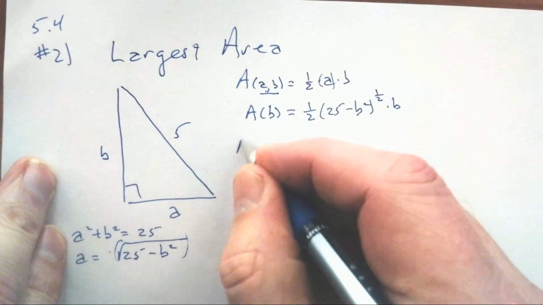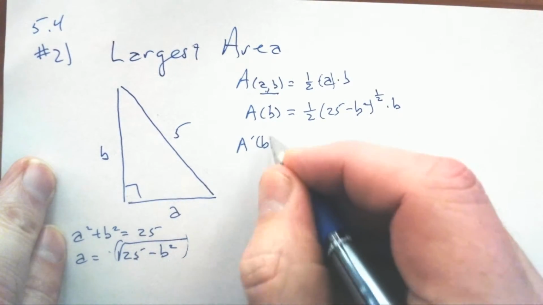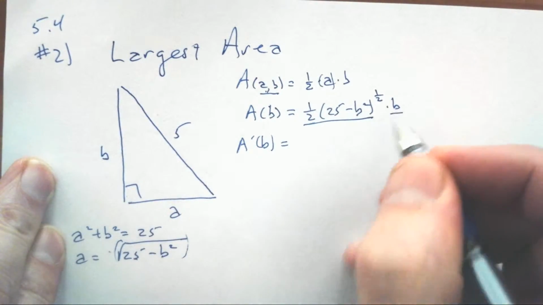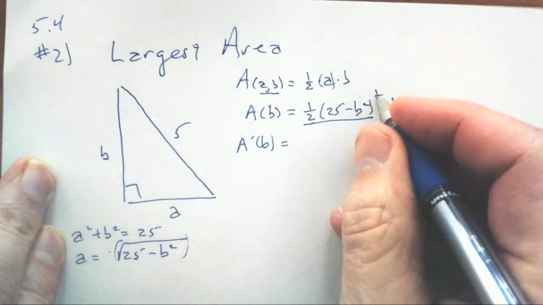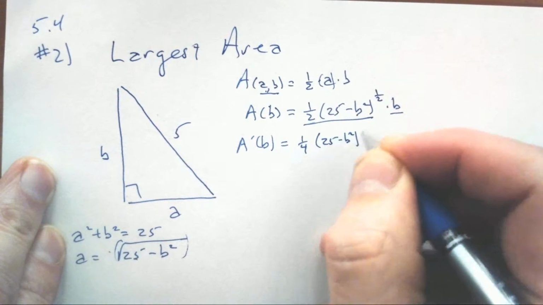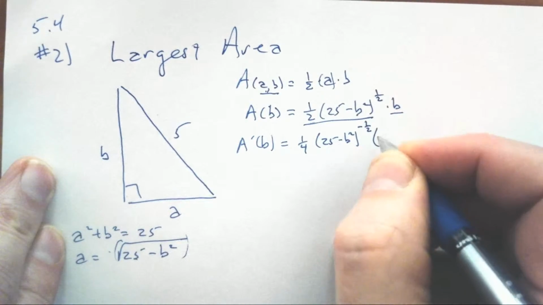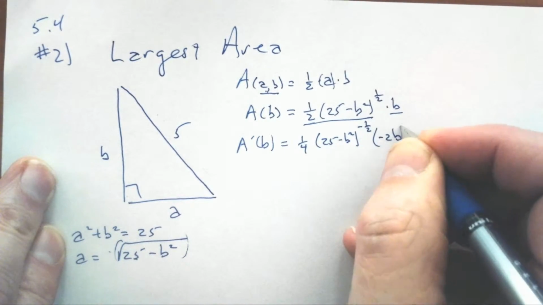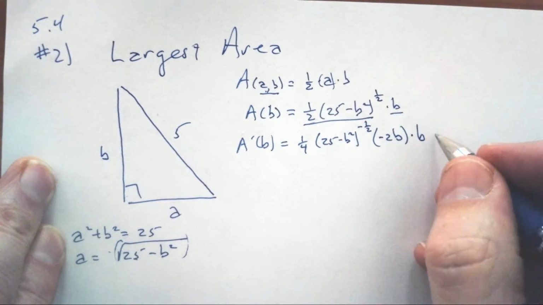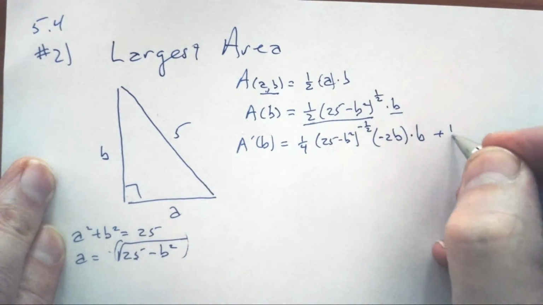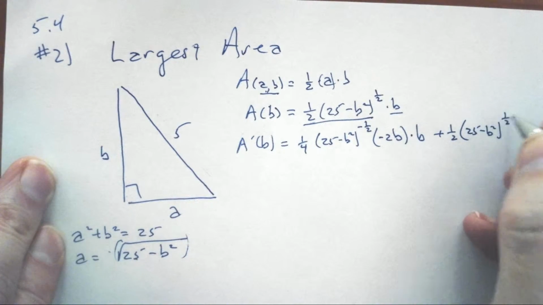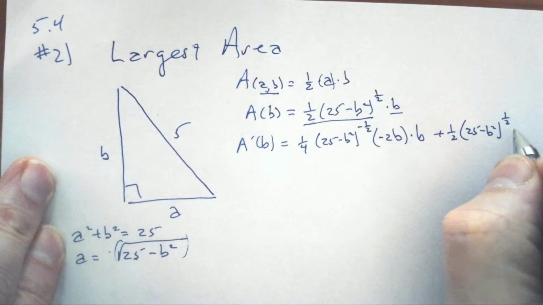All right, here we go. A prime B. We want to know when the slope is 0. So, product rule, this times this. The derivative of the first is 1/4 times 25 minus B squared to the negative 1/2 times the inside derivative, negative 2B, times the plain old second function B, plus the plain old first function, 1/2 times 25 minus B squared to the 1/2 times derivative of the second function, which is 1.